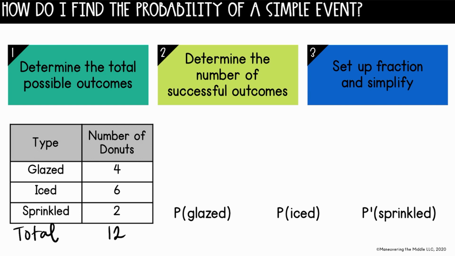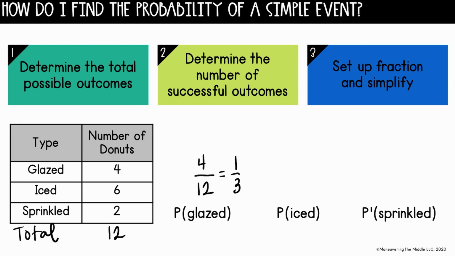And so when I look at the probability of a glazed donut, I can see my total, or my denominator, is going to be 12, and my numerator is going to be 4. And probability, just like any other fraction, we're going to want to simplify that. And so I can simplify 4 out of 12 to be 1 out of 3.